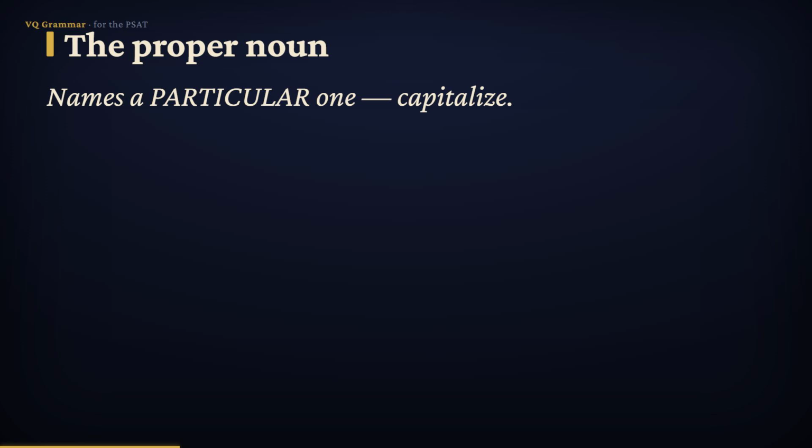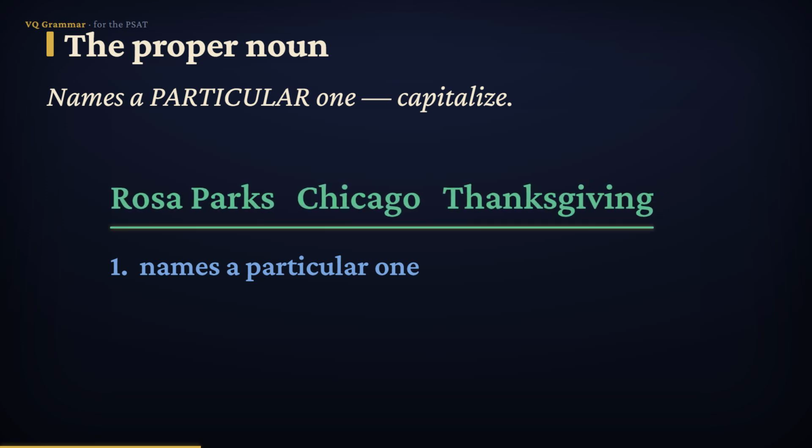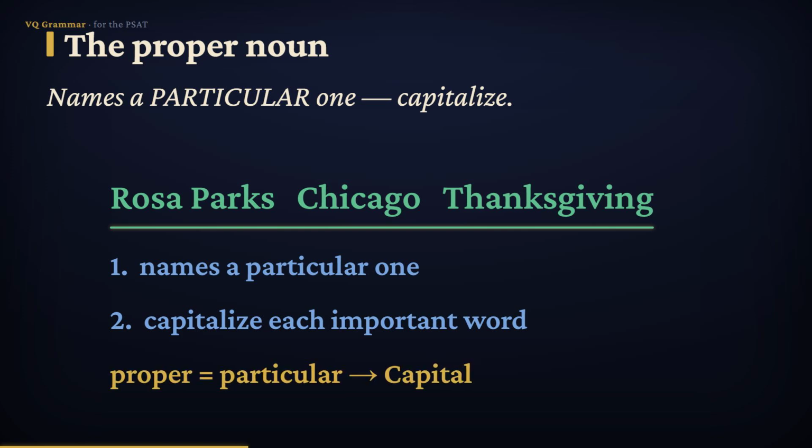Now the proper noun. A proper noun names a particular one, a specific person, place, or thing with its own name. Look, Rosa Parks, one particular woman. Chicago, one particular city. Thanksgiving, one particular holiday. And here's the rule that goes with it. A proper noun capitalizes its first word and every other important word. See the capital letters I've underlined? So proper means particular, and particular means capitalized.